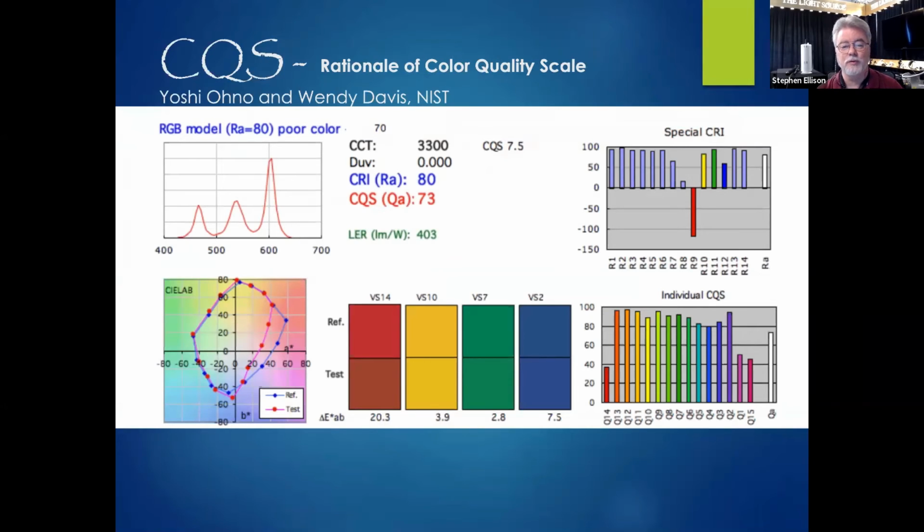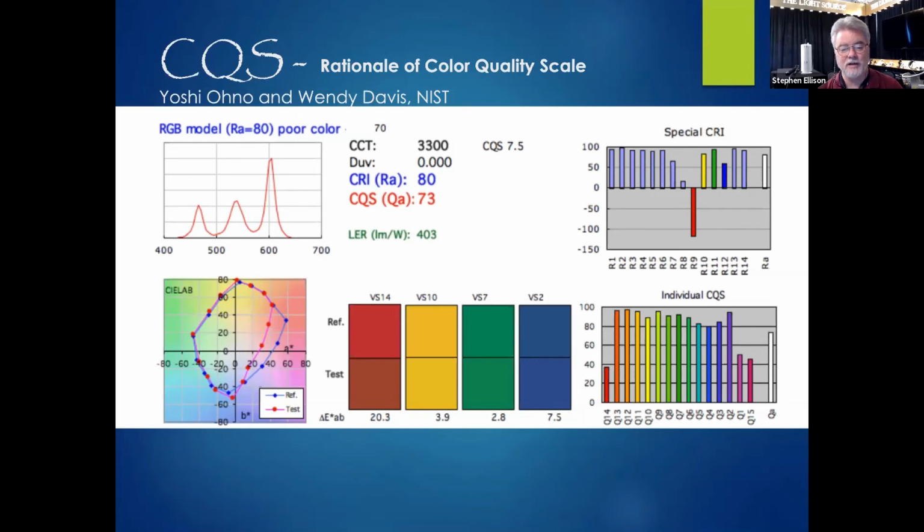So here's the CQS, and they have those 15. In the upper left, it is the red. It's got actually the blue, green, and red. So that's an RGB model. And it's showing you this poor color. You can see down at 500, there's almost no output. So you're not going to have good output there.